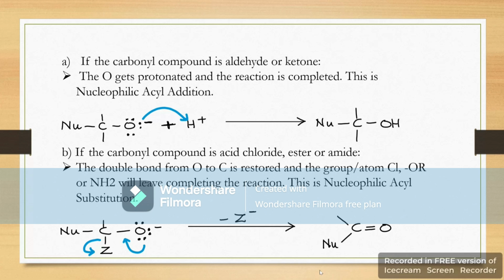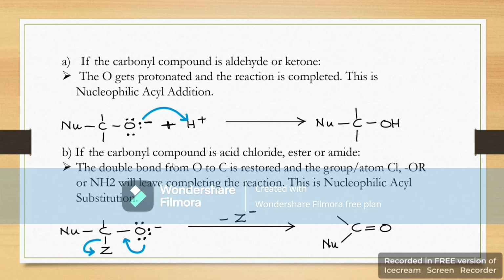The first thing that can happen is, if the carbonyl compound is an aldehyde or ketone, the negative oxygen gets protonated and it ends up as this product, which is actually an addition product. The double bond between the C and the O has been opened, and on the carbon a nucleophile is attached, and on the oxygen a hydrogen, a proton, is attached. So this is nucleophilic acyl addition. This is shown by aldehydes and ketones.